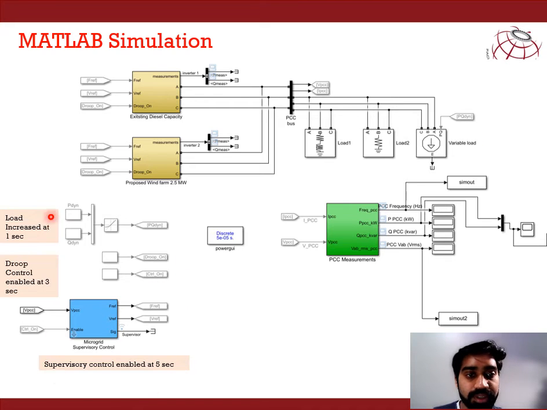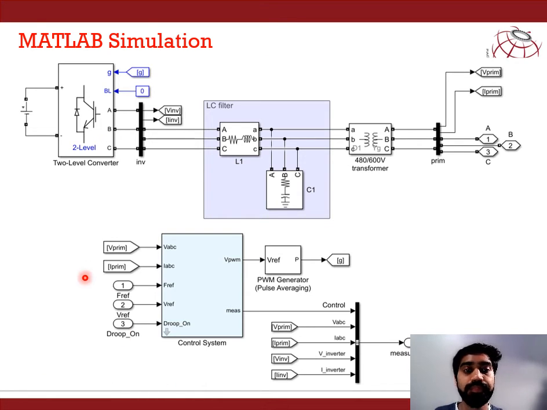So this is the control system for this wind and diesel hybrid system. And these are the measurements that we carried out: frequency, active power, reactive power, and grid voltage. In this simulation, we are going to increase load at 1 second, group control will enable at 3 seconds, and supervisory control enable at 5 seconds. So this is pre-data entered in this control diagram to check the simulation effect on this wind diesel hybrid system.